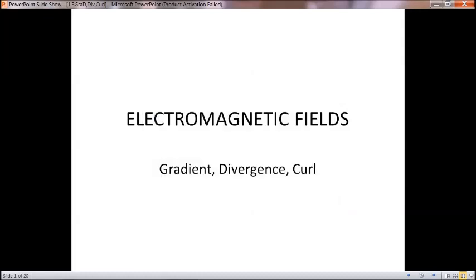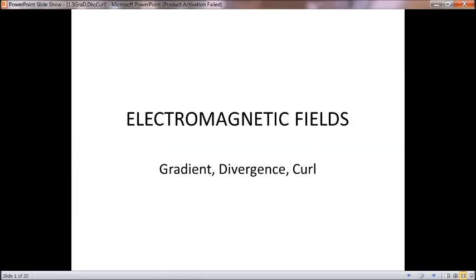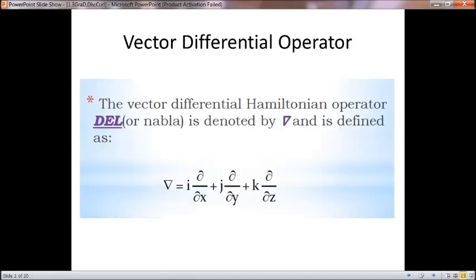Today we are going to talk about what gradient, divergence and curl are in electromagnetic fields. First we have to see what the del operator is, because all these three are operators. The gradient, divergence or curl are used to find the magnitude at a particular point. For that we have to go with this del operator.